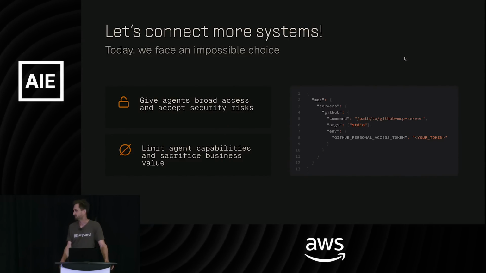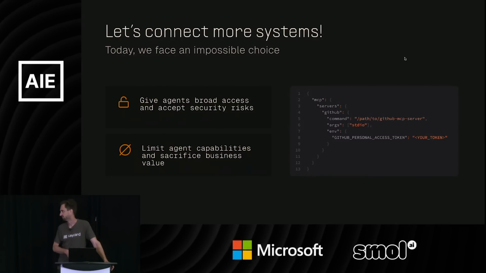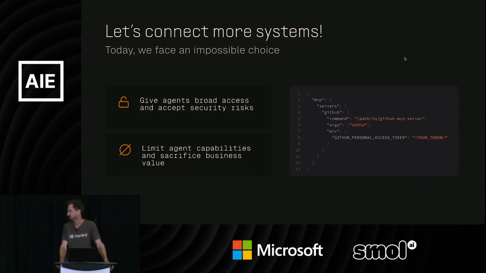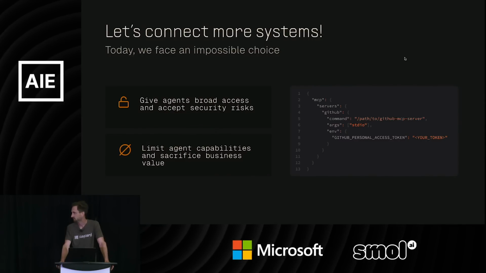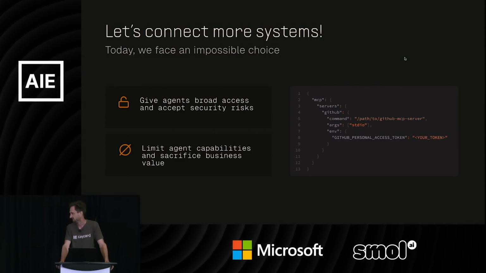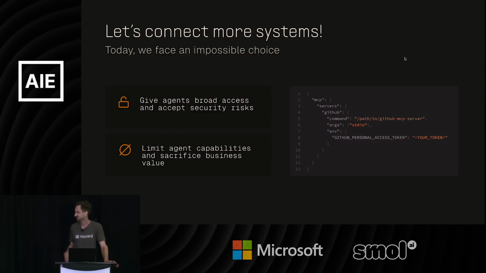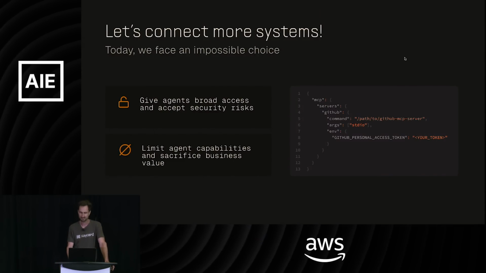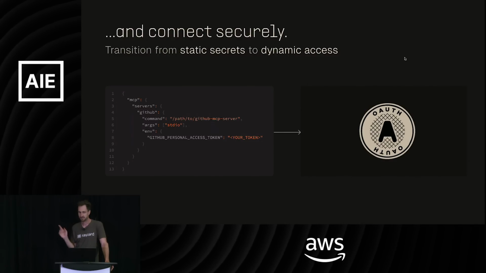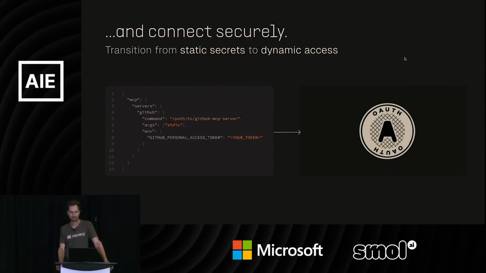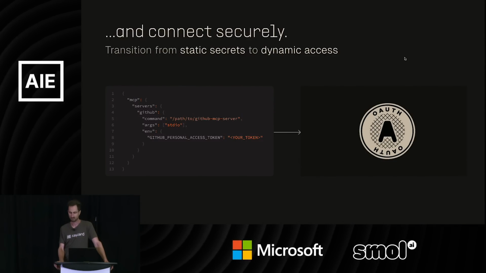This is exemplified pretty well in how we set up MCP servers today, which is we go get API keys that are typically long-lived and broadly scoped. We paste them into some configuration files and environment variables and let our agents run with them. Now, if we continue this pattern for hundreds or thousands of agents, we've got a pretty big security problem on our hands. Luckily, we know how to fix this. We know how to transition away from static secrets to dynamic access using OAuth.